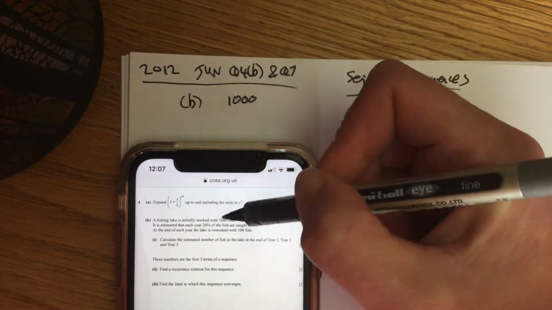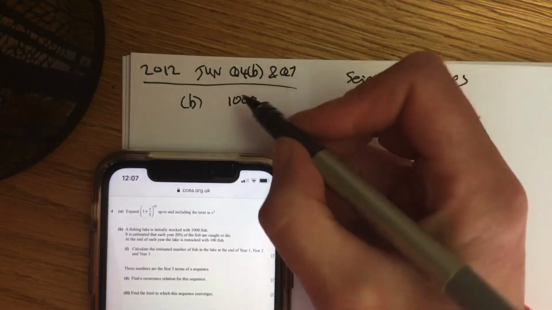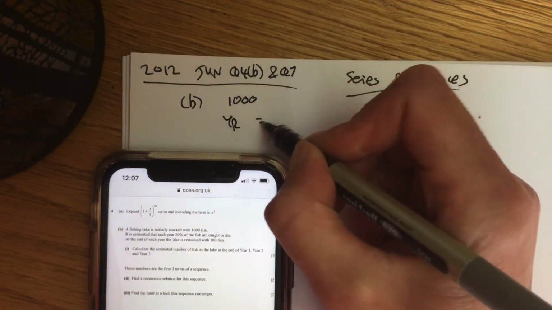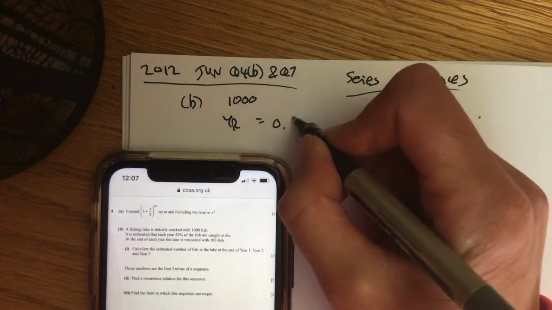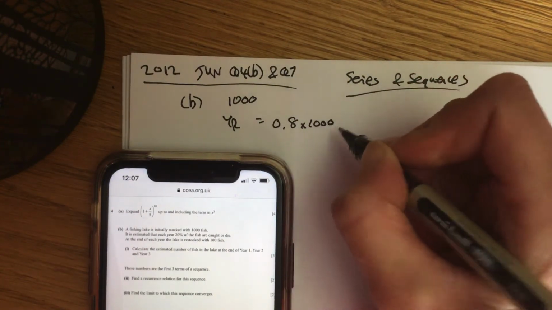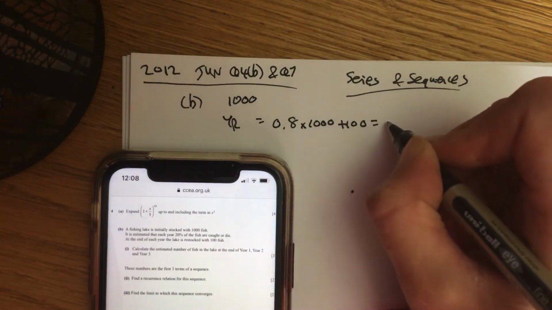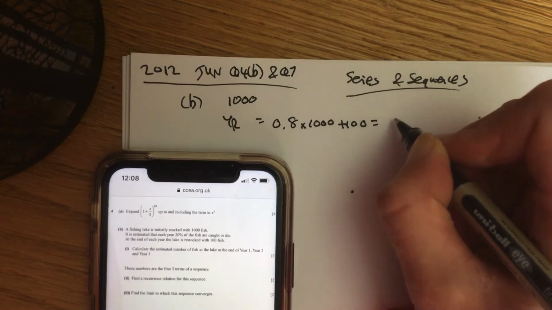1,000 fish. It's estimated that 20% are caught or die. So year 1, they will lose 20%, so you'll only have 80% or 0.80 times 1,000. It is restocked with 100 fish. So if you work out year 1, you'll get an answer of 900.